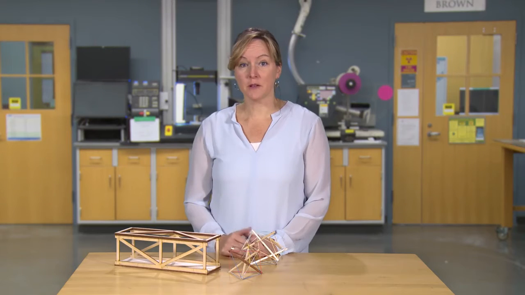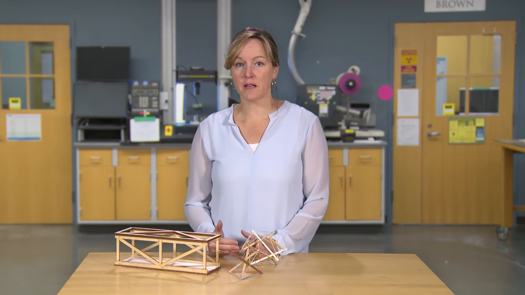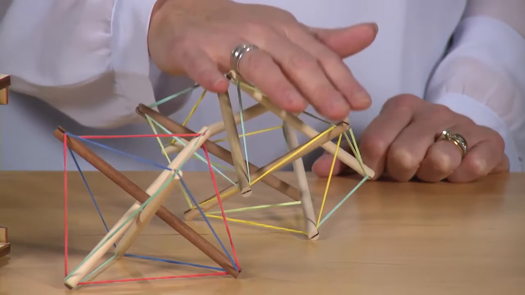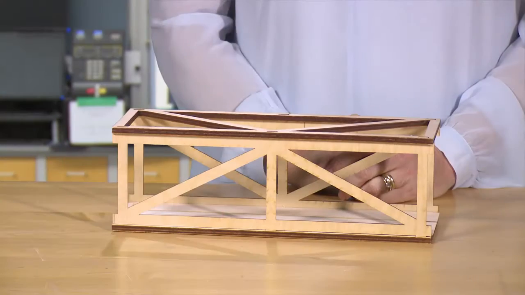Tension and compression typically work together in our structures to resist the applied loads. Some key examples of structures that resist tension and compression are tensegrity structures and trusses. These are examples of tensegrity structures. And this is a truss.